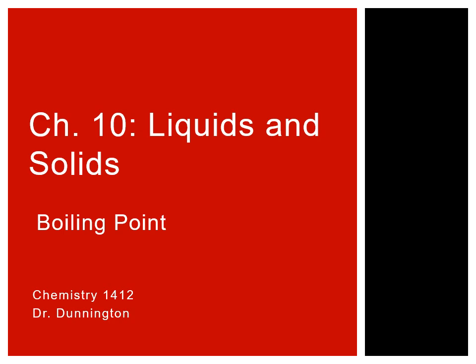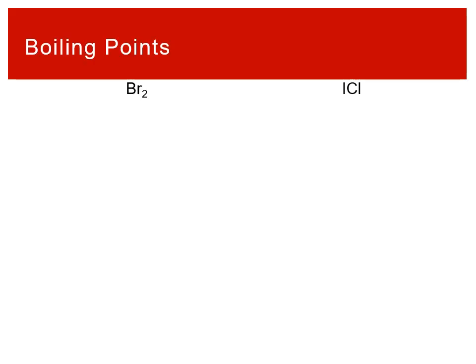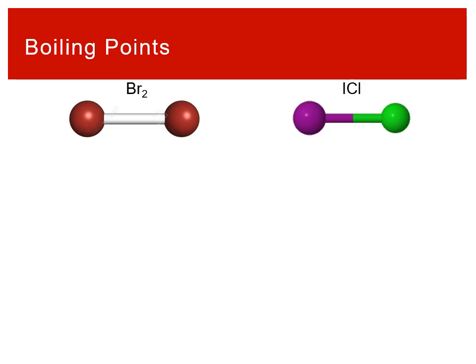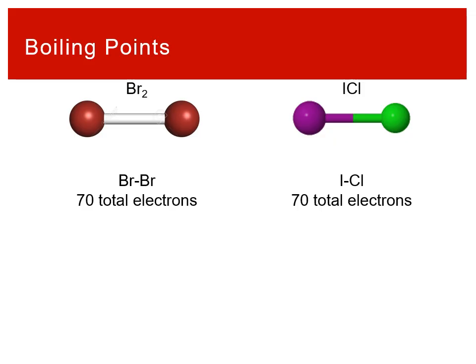We want to apply ideas of intermolecular forces to boiling point. We're going to start by comparing bromine, Br2, with iodine chloride, that's ICl over there. If we look at the structures, they're both 2-atom molecules: Br2, ICl, a single bond between the atoms. 70 electrons in bromine, 70 electrons in iodine chloride.